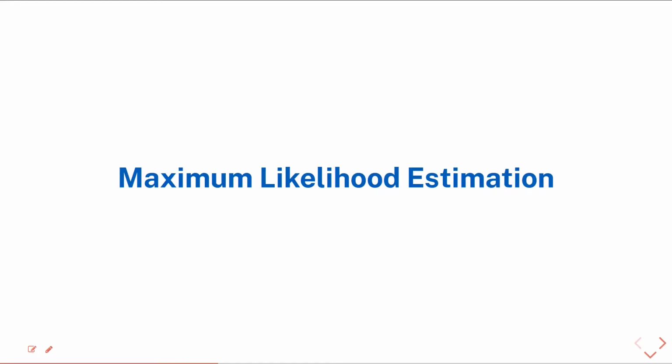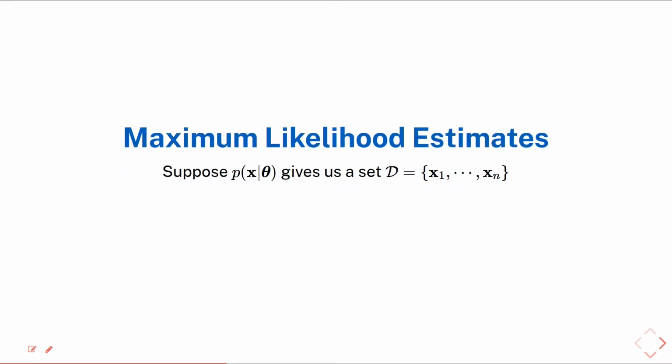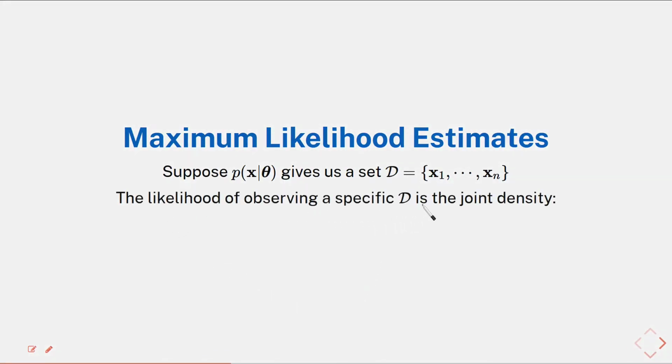So we can use maximum likelihood estimation to figure out what these densities should be. So suppose our density gives us a set of data, x1, x2, x3, and so on, and that makes up our training set. The likelihood of observing a specific data set is the joint density P of our data set D given theta, which is equal to the product of all the individual sample densities.